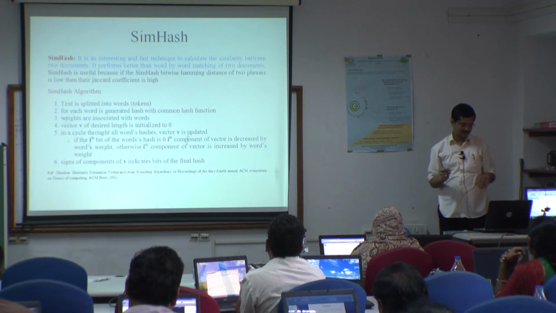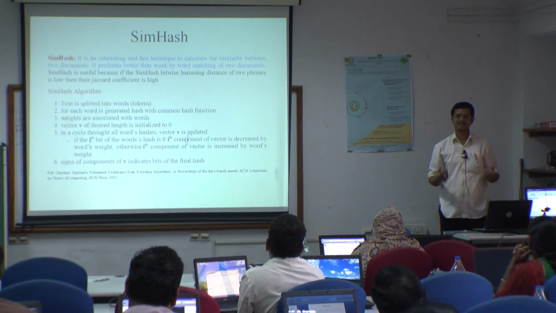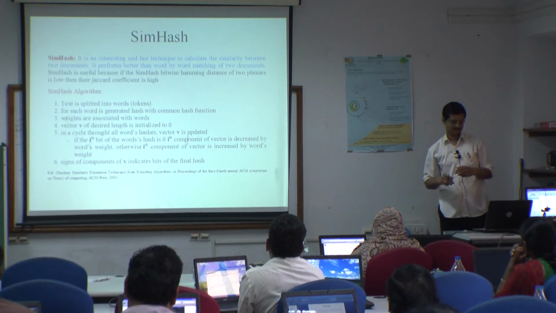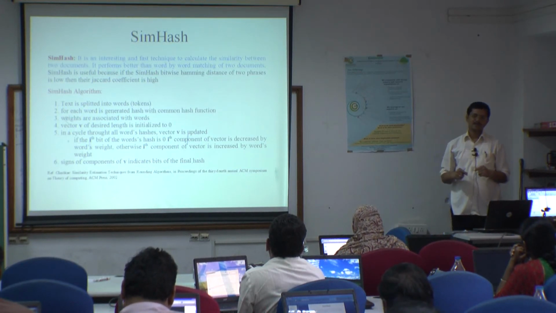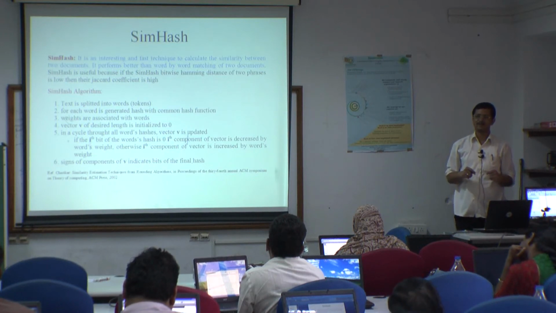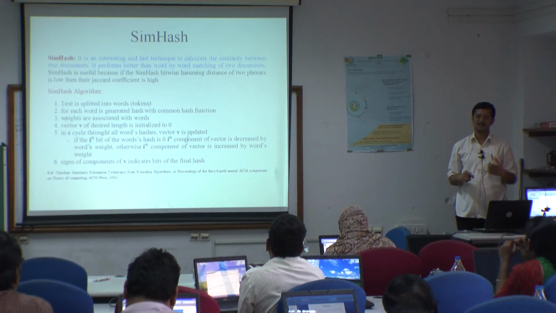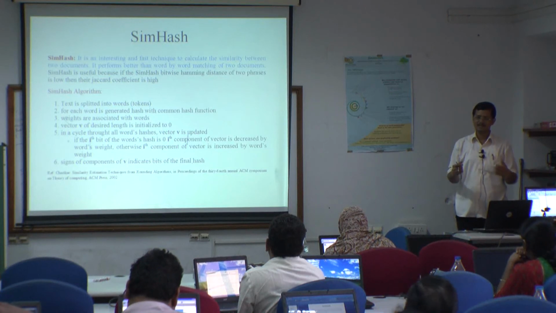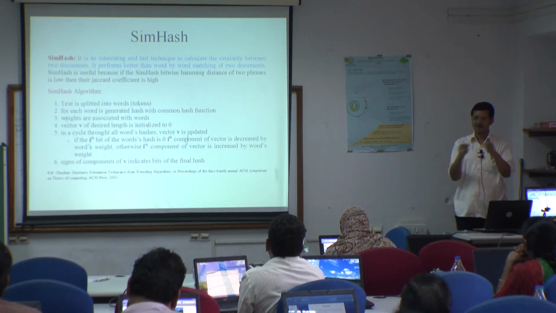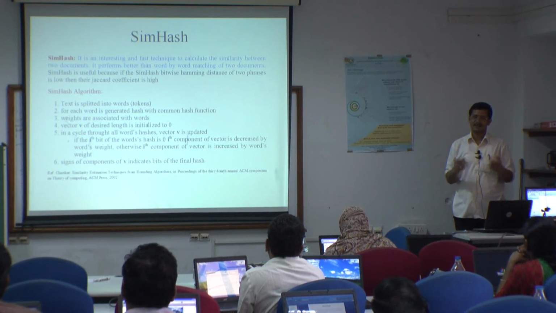Actually, the SimHash function uses the hashed value, the hash key, to check the matching between the documents. In this case, instead of applying word by word matching, for every document we create a hash of words, and to check the matching between two documents, instead of comparing word by word, we just check the hash entries and decide whether both documents are similar or not.